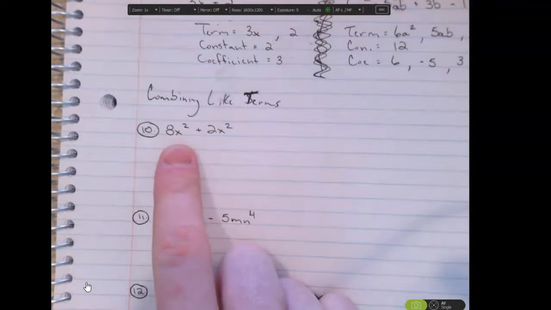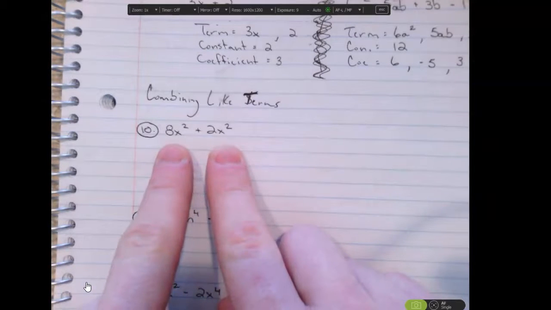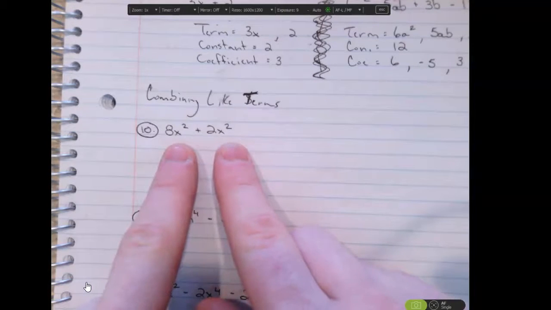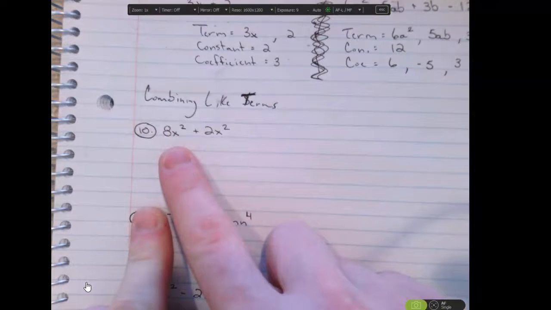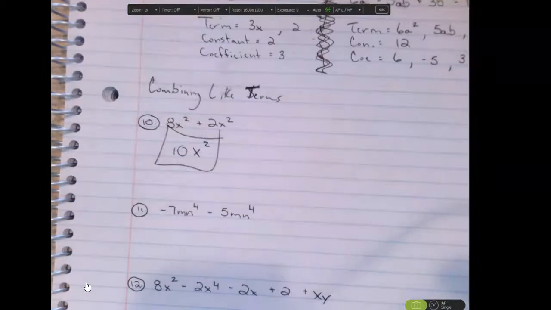All right, so number 10, you've got 8x squared plus 2x squared. These are terms. Then you want to look at, okay, is the variable the same? My first variable is x squared. My second variable is x squared. So I can combine those two. So when I combine them, that's going to be 8 plus 2, 10x squared. And that's it. We're just going to leave it like it is.